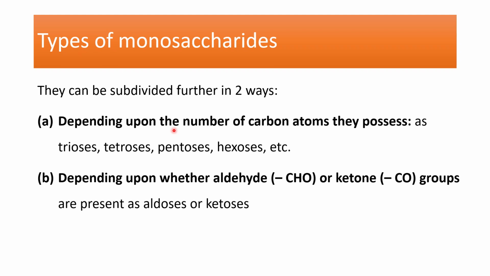Based on the number of carbon atoms, it will mainly start with a 3-carbon structure. If it has 3 carbons, we call it trioses; 4, tetroses; 5, pentoses; 6, hexoses. Depending upon the functional group, if it has an aldehyde group, we call that sugar an aldose sugar. If it has a ketone group, we call it a keto sugar or ketose.